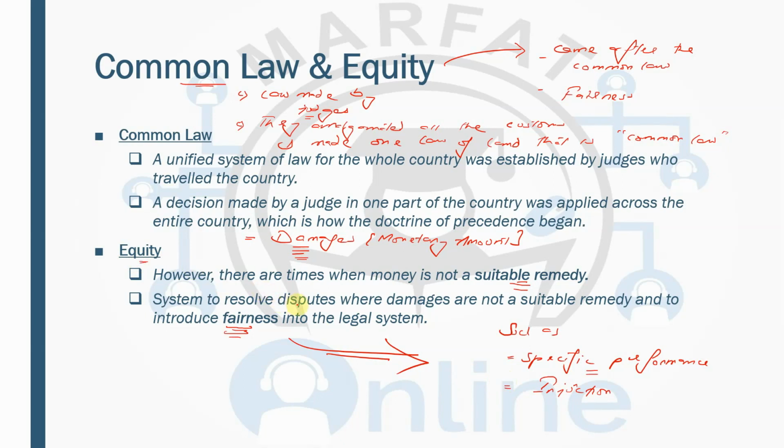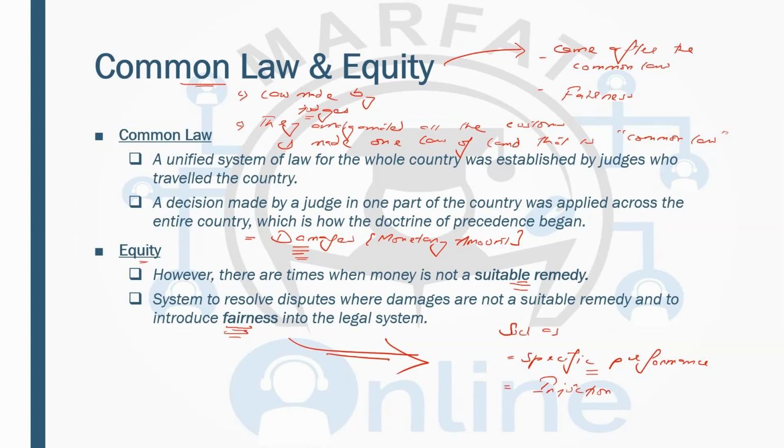The common law was made by the judges, and how they made it, they went to the different places, and over there they heard those customs. They were being given authority by those people to make a decision on behalf of them. So this is how they amalgamated all those customs and made one law of the land that is known as the common law. But the only remedy that was available in the common law is the damages.